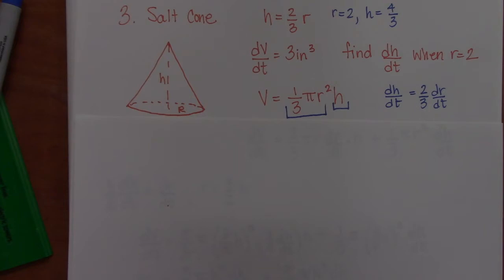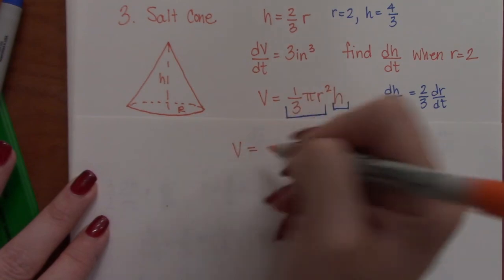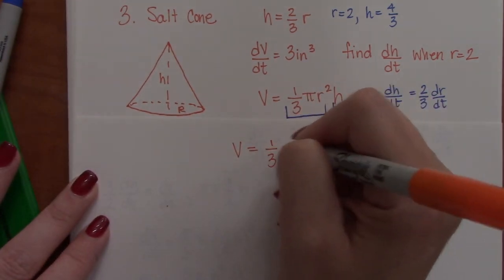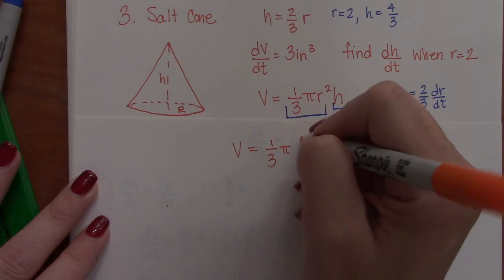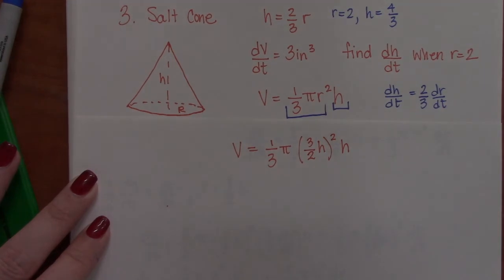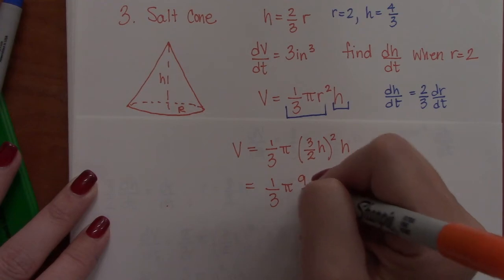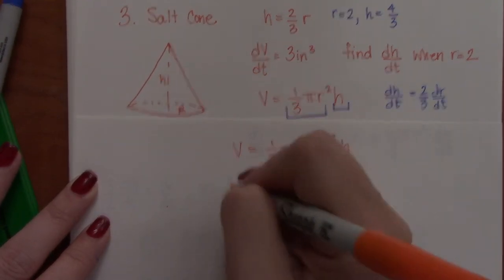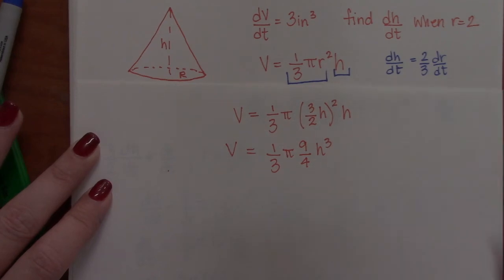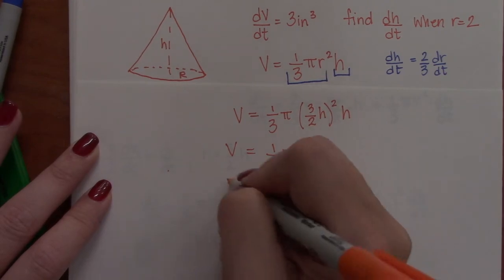So what you could have done was you could have made the substitution at the beginning of the problem and reduced the variable at the beginning and said, well, I only want things in terms of h. So all you had to do there was say, well, v is 1/3 pi, r was 3/2 h, simplified, and gotten 9/4 h cubed. So then this is 9/12 pi h cubed.